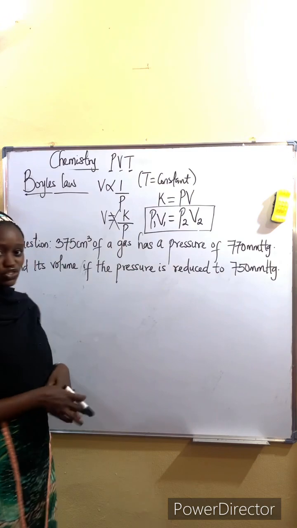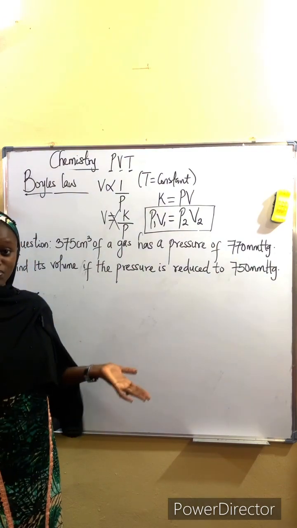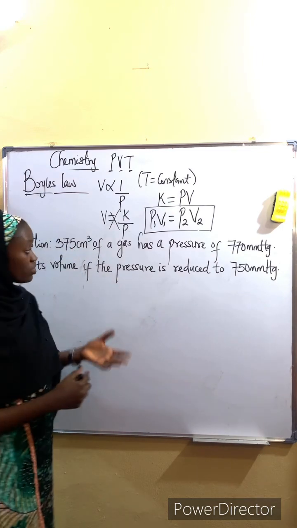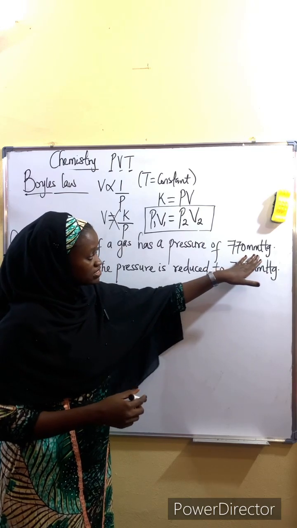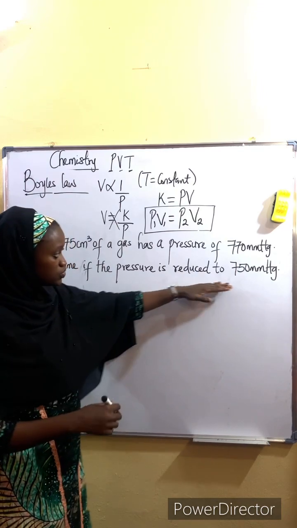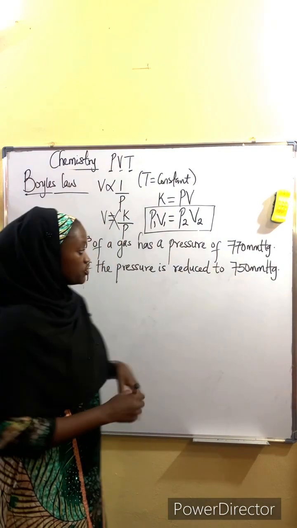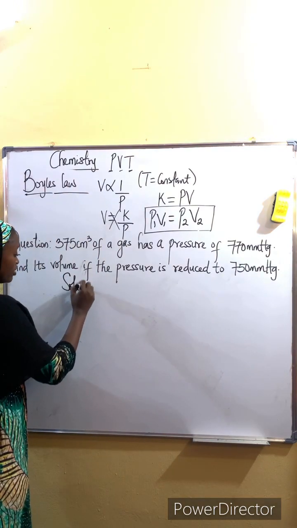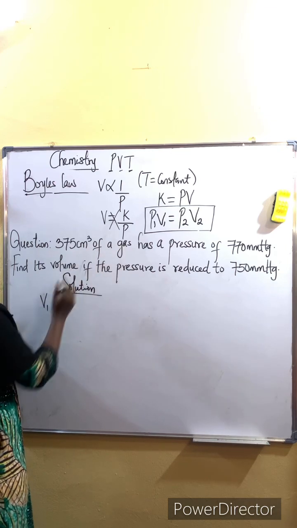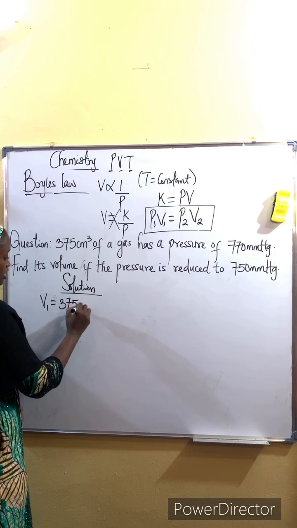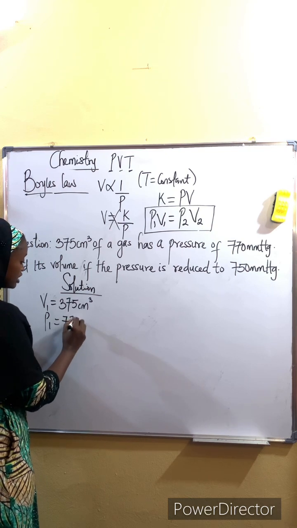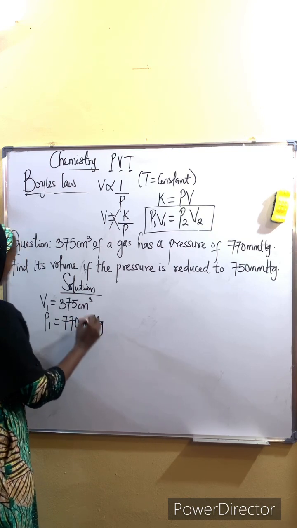So we have one example here to solve on the board. Let's read it out and bring out the parameters. The question says 375 centimeter cube of a gas has a pressure of 770 millimeter mercury. Find its volume if the pressure is reduced to 750 millimeters mercury. So let's solve, first bringing out the parameters. We have V1, that's the volume, is equal to 375 centimeter cube, and the pressure P1 is equal to 770 millimeter mercury.